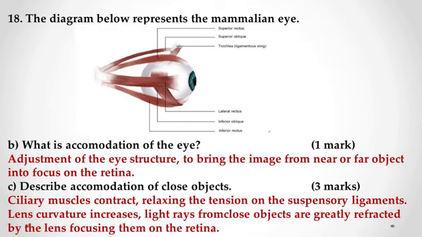The C part: describe accommodation of close objects. With the accommodation of close objects, the ciliary muscles contract, relaxing the tension of the suspensory ligaments, and lens curvature increases. Light rays from close objects are greatly refracted by the lens, focusing them on the retina.